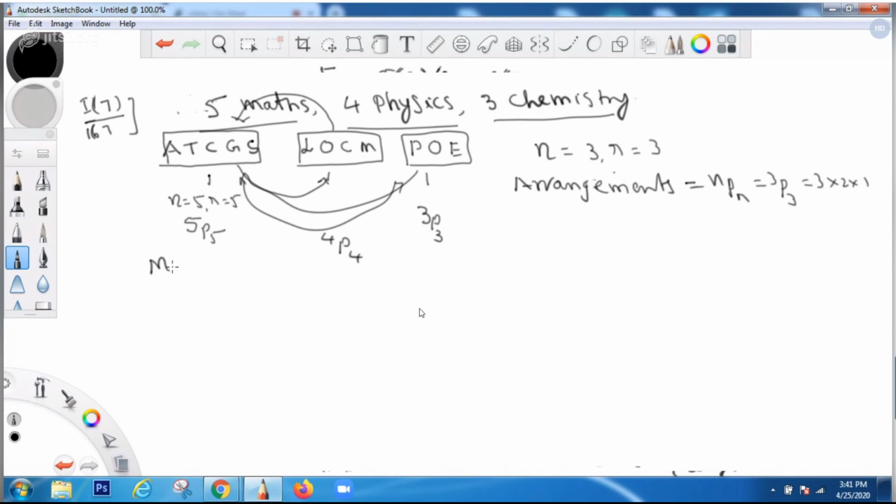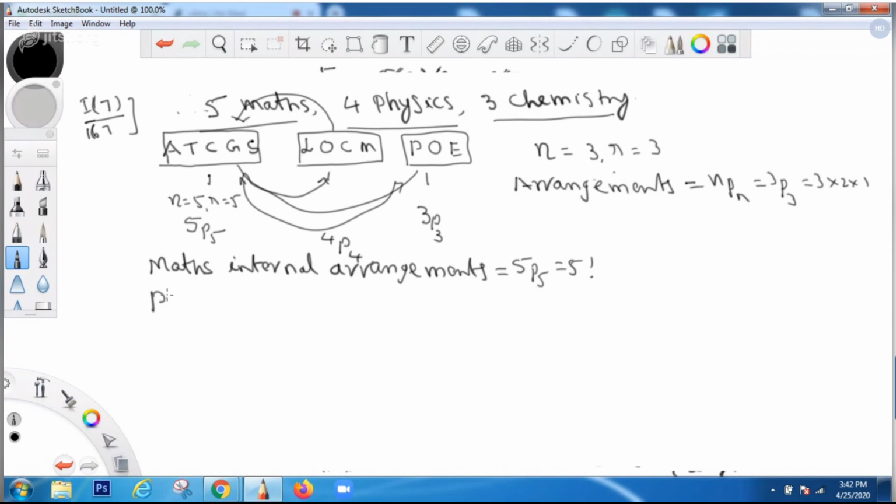Maths internal arrangements is equal to 5P5, which is equal to 5 factorial.